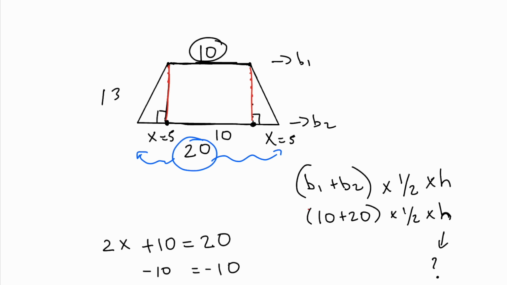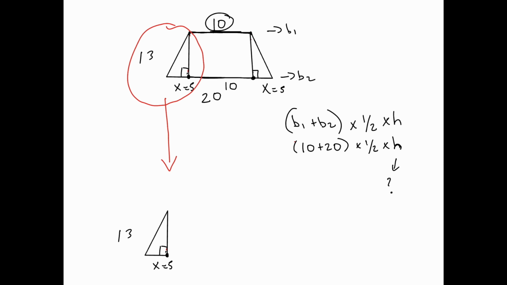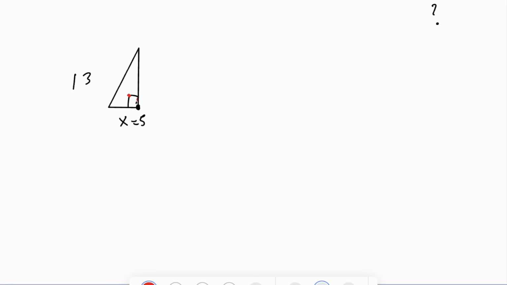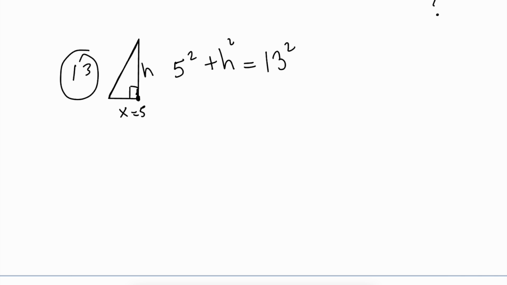Since we are working with a right triangle, we can calculate using the Pythagorean theorem. The side that this angle points to is called the hypotenuse, which again is the longest side of the triangle. So this is the hypotenuse. Let's follow the Pythagorean theorem formula. We have 5 squared plus h squared is equal to 13 squared. Let's simplify 5 squared and 13 squared. We should get 25 and 169 respectively.